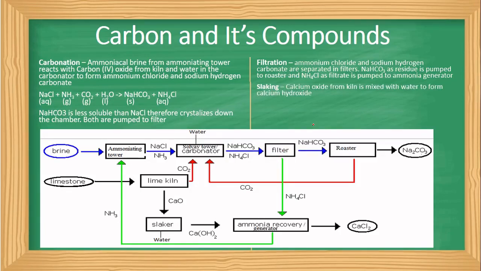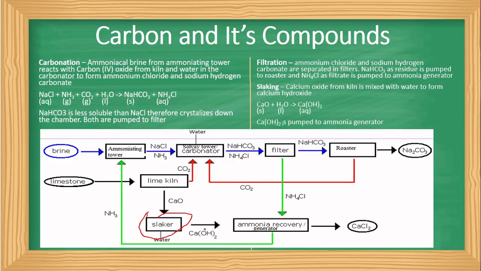Now we go to slaking. Remember, we said that from kiln the calcium oxide goes to slaker. So what happens in the slaker? Here the calcium oxide is mixed with water to form calcium hydroxide. So water comes in here, mixes with calcium oxide to form calcium hydroxide. So that process is called slaking.